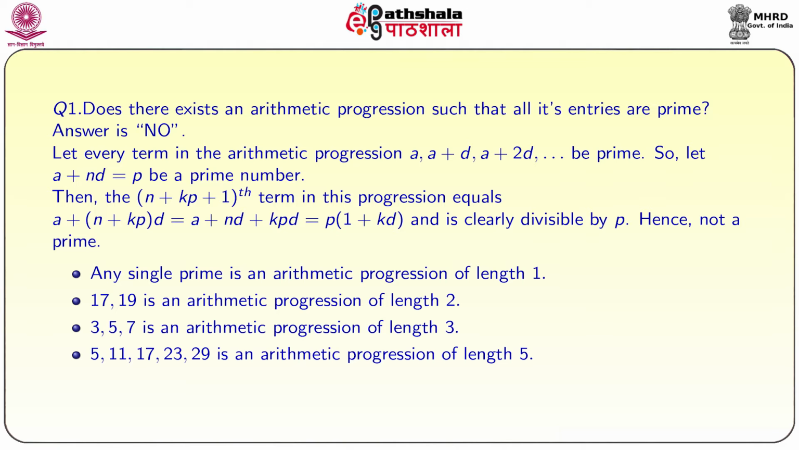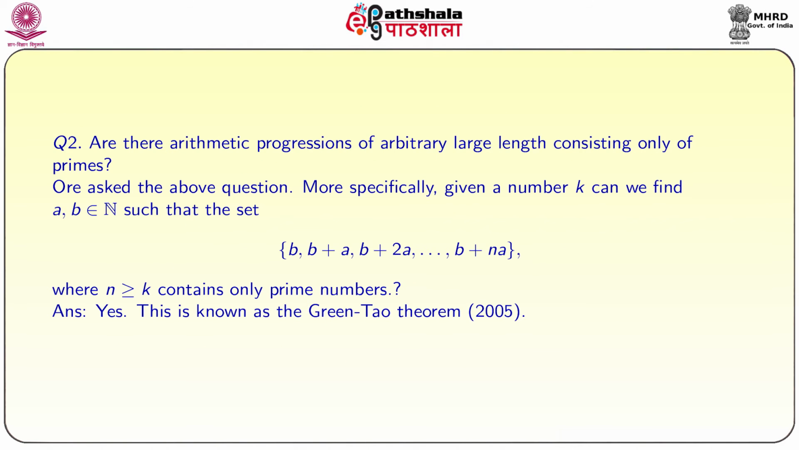But what can we say about arithmetic progressions? Now, we will ask some other questions. Before that, it is better to observe a few things. Any single prime is an arithmetic progression of length 1. 17, 19 is an arithmetic progression of length 2. 3, 5, 7 is an arithmetic progression of length 3. 5, 11, 17, 23, 29 is an arithmetic progression of length 5. So, this leads to the following question: are there arithmetic progressions of arbitrarily large length consisting only of primes?